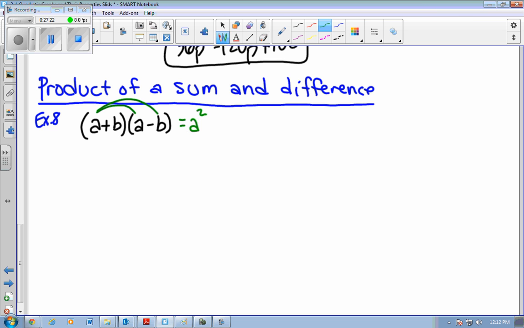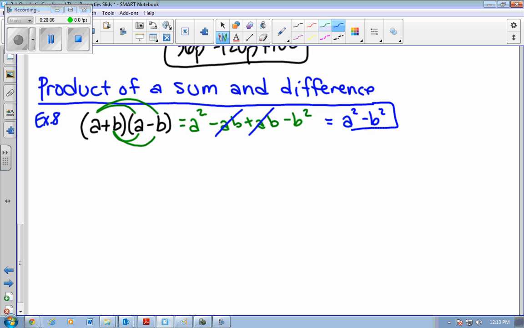Okay, A times negative B is negative AB, in alphabetical order. And then positive B times A, alphabetical order would put it as positive AB. And positive B times negative B is negative B squared. What's going to happen? The two in the middle cancel out. Negative apple banana, positive apple banana. One's negative, one's positive. It cancels out. And you're only left with A squared minus B squared.